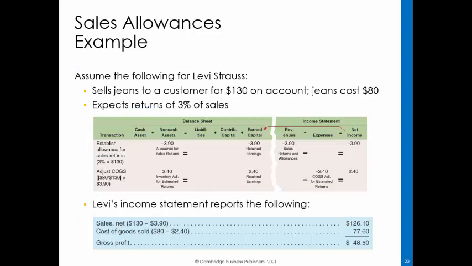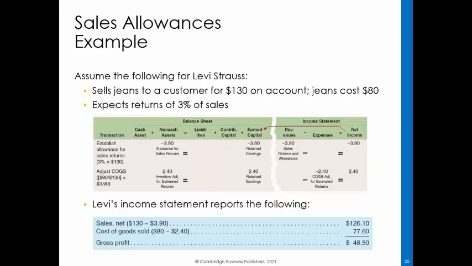This slide illustrates how Levi Strauss would record the allowance for sales returns. Assume that Levi Strauss sells jeans costing $80 to a customer for $130 on account. Levi Strauss recognizes $130 as revenue and $80 as cost of goods sold. Because they have offered the customers a right of return, and because prior experience leads the company to expect that returns will occur, Levi Strauss must also set up a reserve for estimated returns.